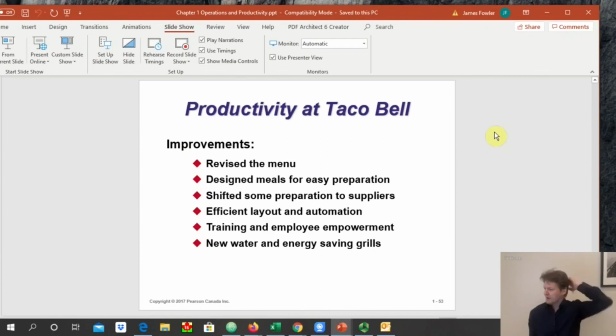Now here's an example of productivity at Taco Bell. They revised the menu, designing meals for easy preparation, which will cut down on time and save costs. They shifted some preparations to suppliers. Earlier we talked a little bit about, do we make it or do we buy it? So they made some decisions here to actually buy some things. They added an efficient layout and automation to some of the things they were doing, training and employee empowerment, absolutely critical, and new water and energy saving grills.